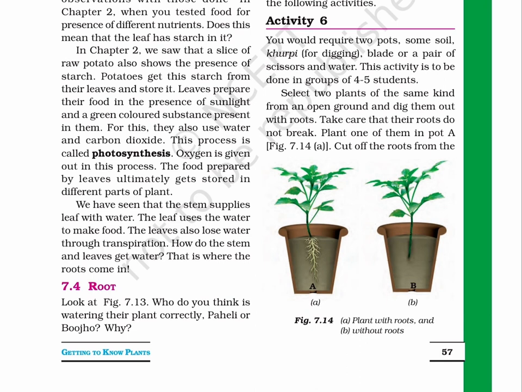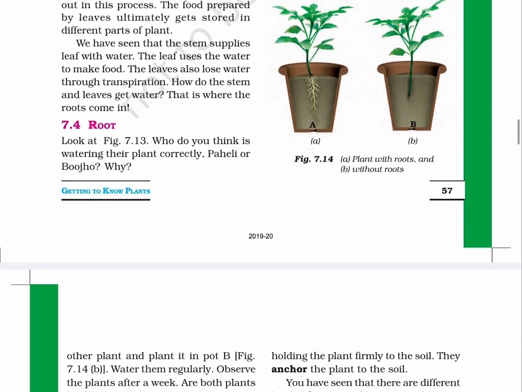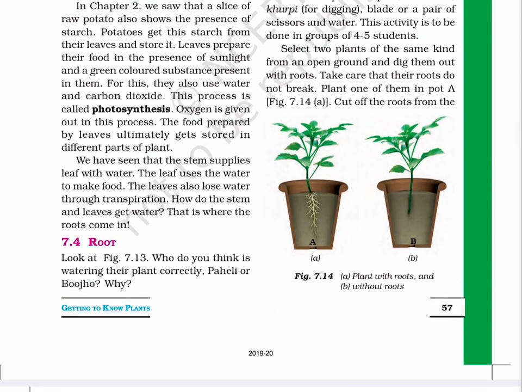Plant one of them in pot A as shown in Figure 7.14a. Cut off the roots from the other plant and plant it in pot B as shown in Figure 7.14b. Figure 7.14a Plant with roots and Figure 7.14b Without roots.